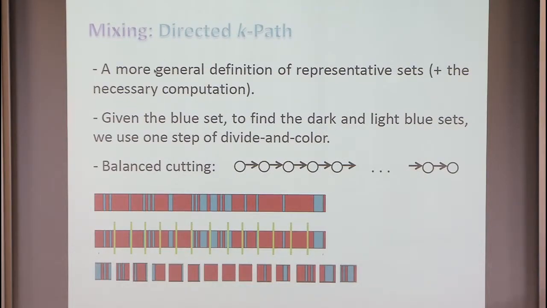Now, if we have the blue part, then obtaining the dark blue part and light blue part is not a problem because we just use one step of divide and color, just one standard step of these techniques, and we have the dark blue and light blue part. Now, obtaining the blue part is more problematic because we cannot really obtain a blue part that is as nice as I showed you in the illustrations. What we really do is we just obtain a blue part that contains the desired number of nodes, regardless of their location in the solution.